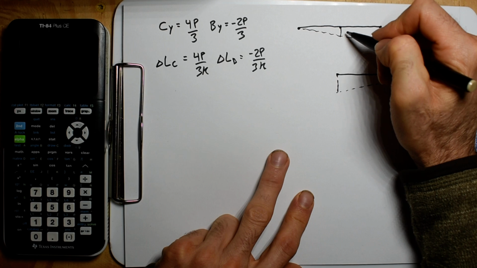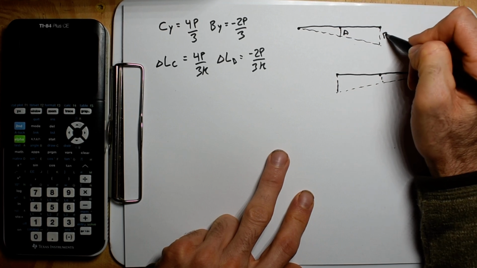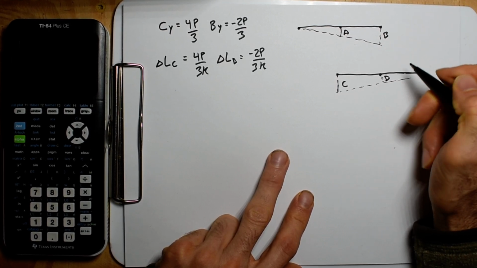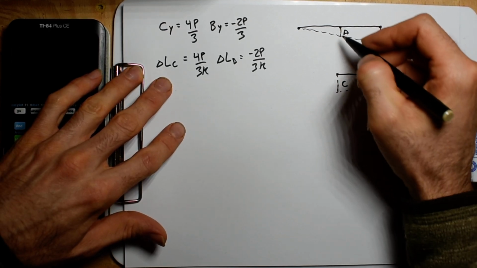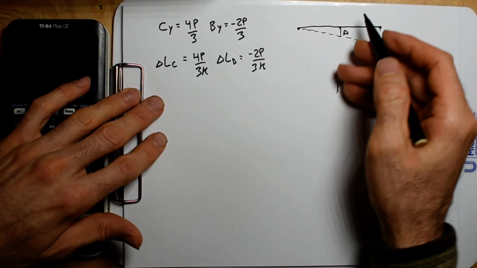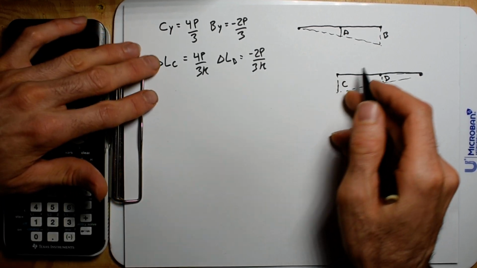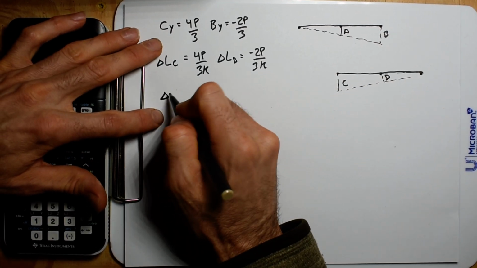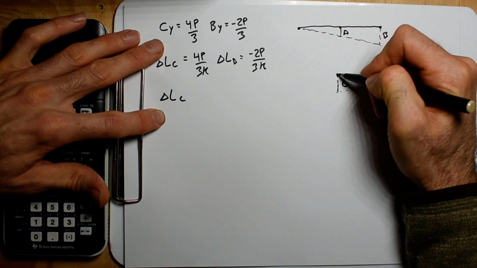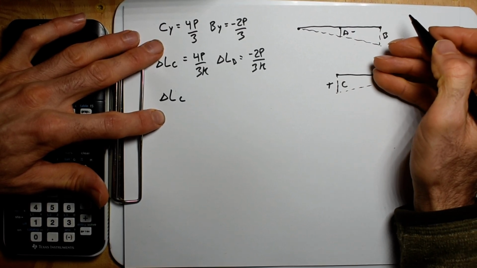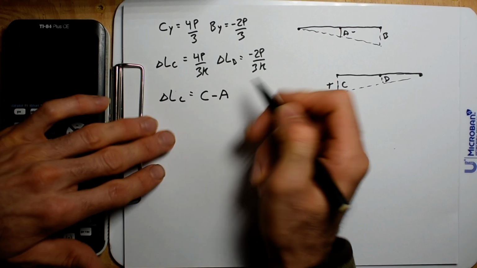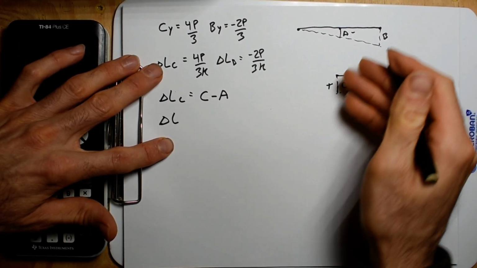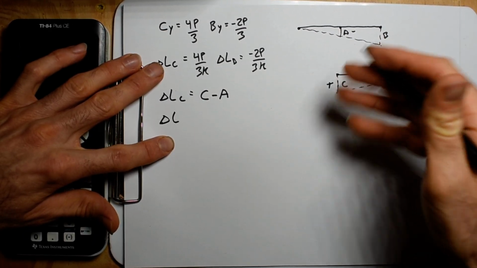And I'm going to label this distance A, B, C, and D. So now we're saying, let's figure out the change in length of the spring. The change in length of spring C is going to be, it lengthens here but shortens there. Cool. So the change in length of spring C is going to be C minus A. Real simple. Visually it's not simple, but I think you get it.